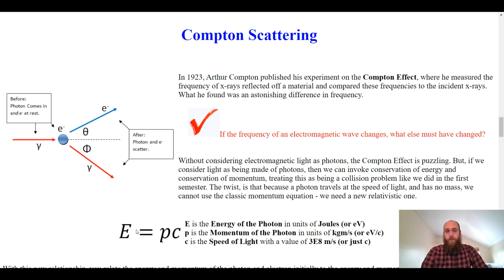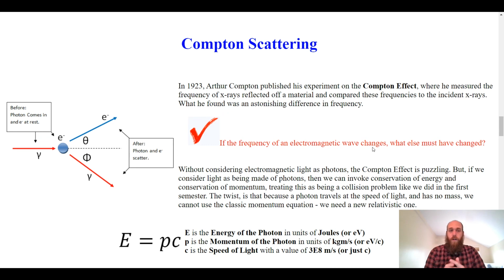So E is the energy of your photon, p is the momentum of that photon, and c is the speed of light. And so you can use this in your classical units, joules and kilogram meters per second, and the speed of light in meters per second. Or you could have your energy be in electron volts, your momentum be in electron volts per c, and your speed of light be in just c. And the value of using these relativistic units is then, for a photon, whatever energy you find is that same value for momentum, just with different units. If your energy is 100 electron volts, your momentum is 100 electron volts per c.